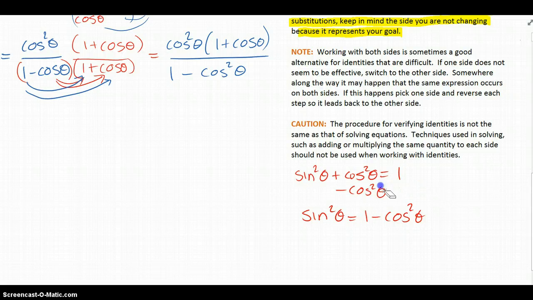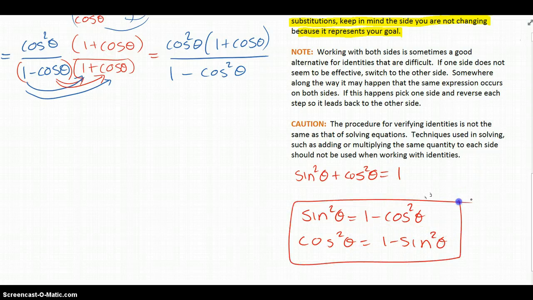And I can erase these because we don't need those. You could do the same thing by subtracting both sides by sine squared theta. You would get cosine squared theta equals 1 minus sine squared theta. So it's good to memorize these identities as well, which is just transforming sine squared plus cosine squared as 1. So if I look at this, I realize that that is sine squared theta.